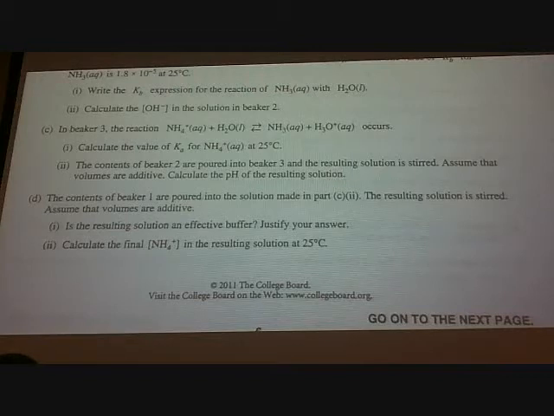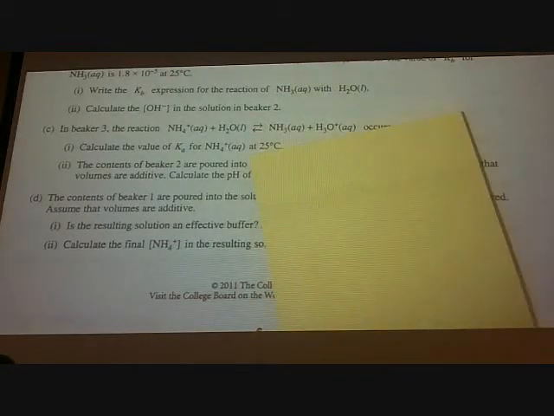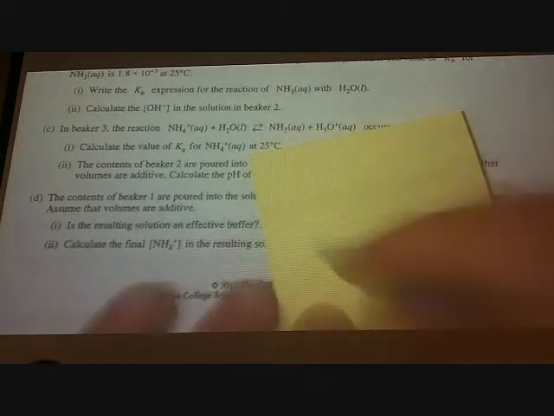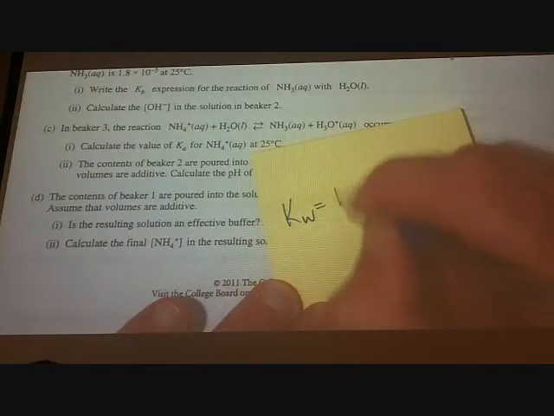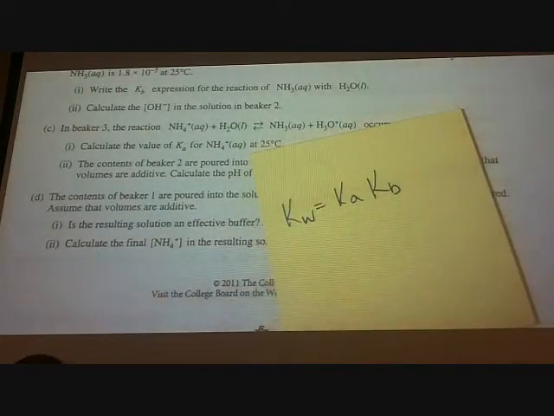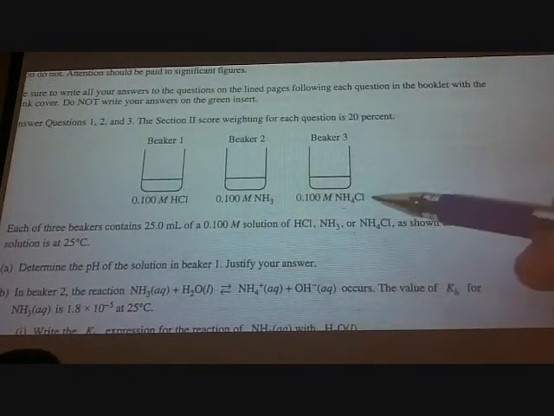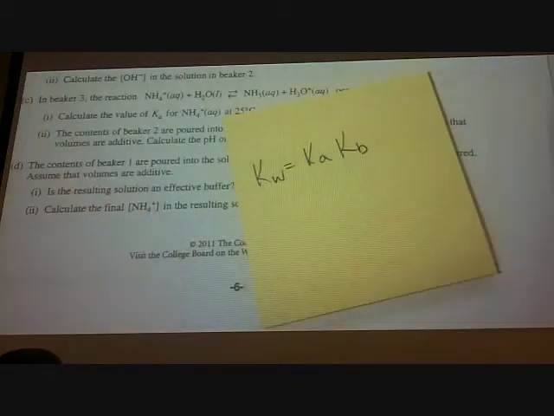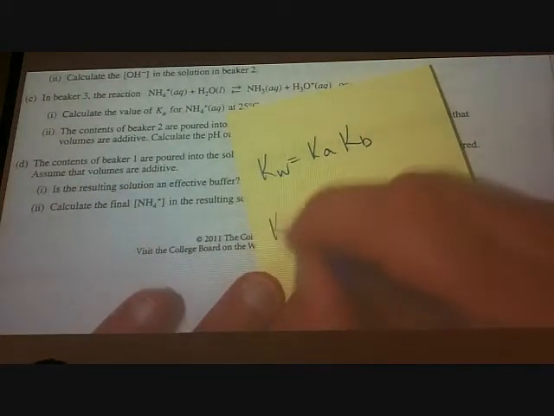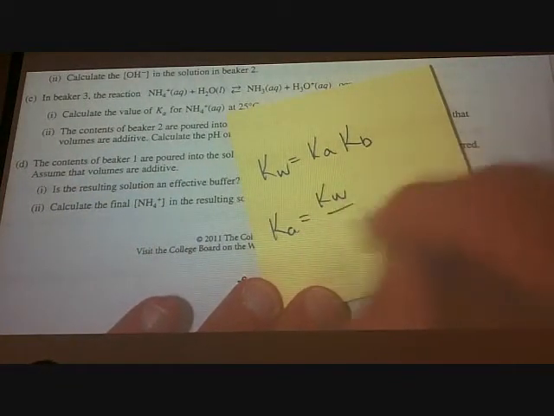Okay. How would we do that? Yes, Megan? I was thinking 1.0 times 10 to the negative 14. Very nice. So Kw is equal to Ka times Kb. You already have the Kb for ammonia. To find the Ka for ammonium at the same temperature, use your Kw. Okay, so in this case we're looking for Ka, which is equal to Kw over Kb.